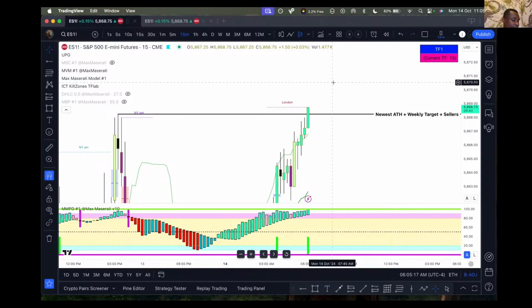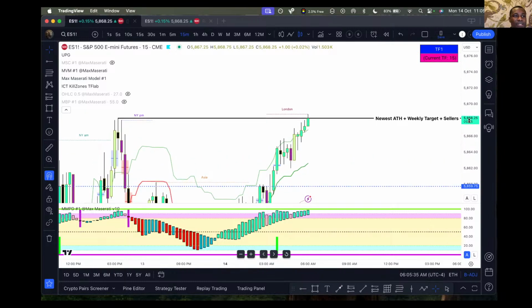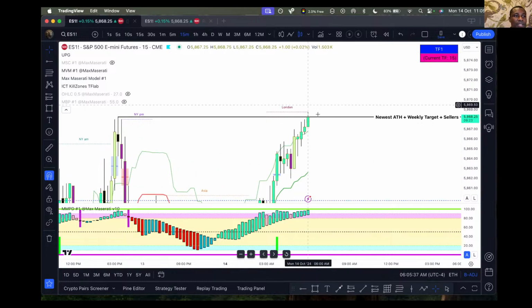Because the buyers are quite strong in this market. So the MVM, the market volatility band, will tell you exactly if the buyers are stronger or the sellers are stronger. You see, price is staying outside of the volatility band, which means we highly likely expect price to push up a little bit. More buyers coming in.